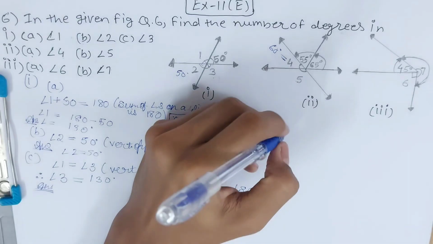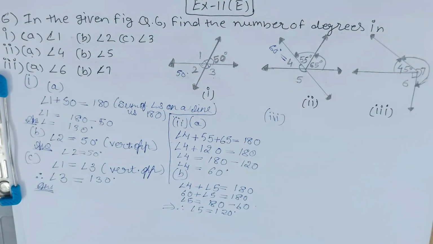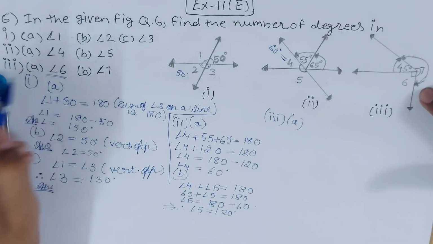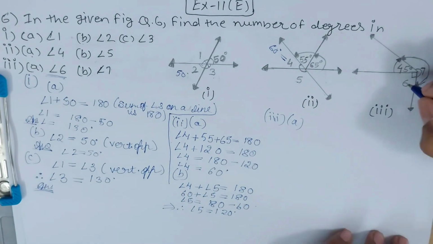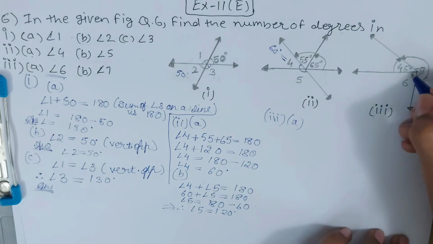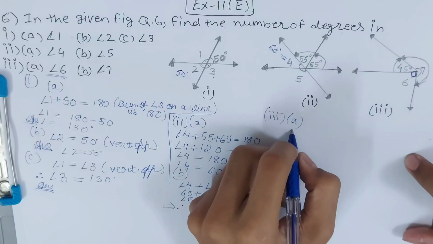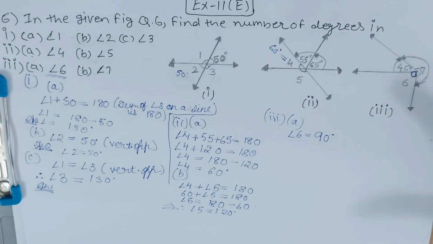Now let's see the third part. You have to find angle 6 in part A of this. This here is angle 6. Now angle 6 is pretty clearly indicated. Over here there is a square on the angle. This square means it is a right angle. So I'll write here angle 6 is equal to 90 degrees. Simple thing, right? Because it's indicated with this square that angle 6 is 90 degrees.